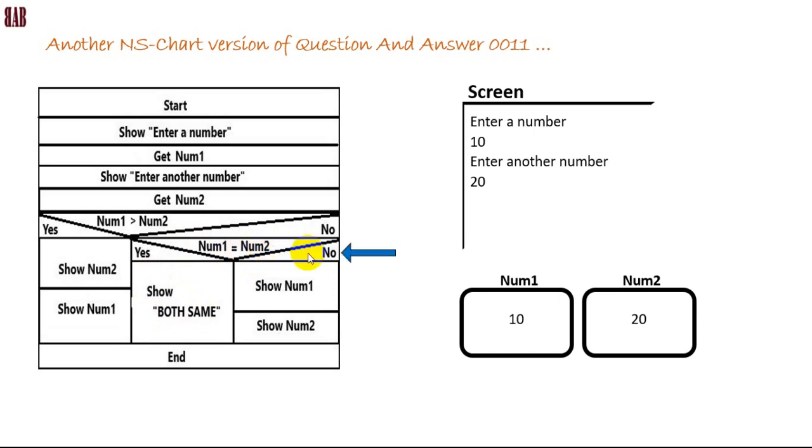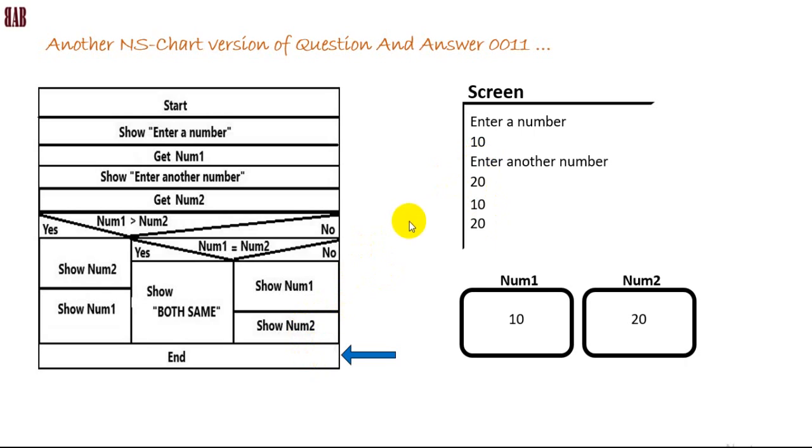So in the no side, we are first printing show num1. So num1 is what? The smaller out of the two. Which says 10. Then you go to the next line, it says show num2. Num2 is 20. See? Accepted the two numbers and printed the smallest number first, next number afterwards. So after doing that, you go to the end. So that is the first version with the smaller number.